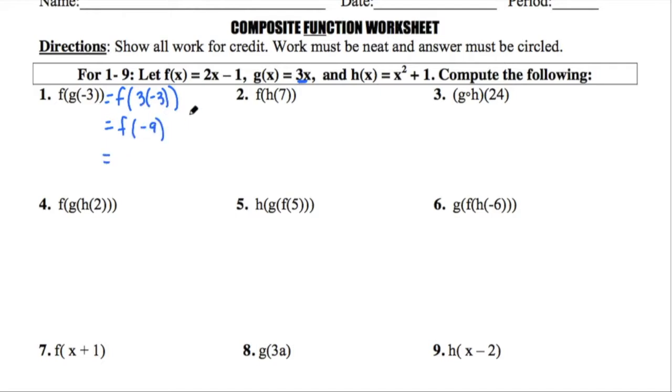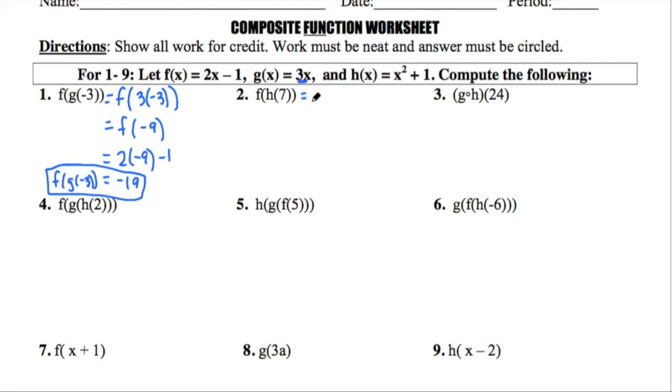Well, f of negative 9, I'm going to go to that function, 2 times negative 9 minus 1 equals, 2 times negative 9 is negative 18, minus 1 is negative 19. So I do want you to take the last step to go ahead and write the name of what it was, f of g of negative 3, and say that whole thing is equal to negative 19. So that's what I would like to see the work for that. So we didn't have to go and plug all the x's around. It's not as much algebra, it's more computation here.